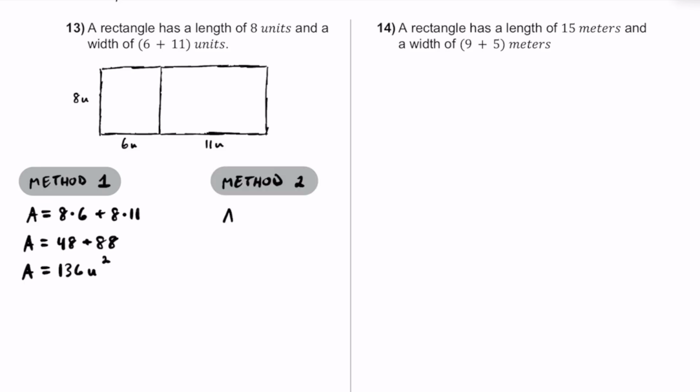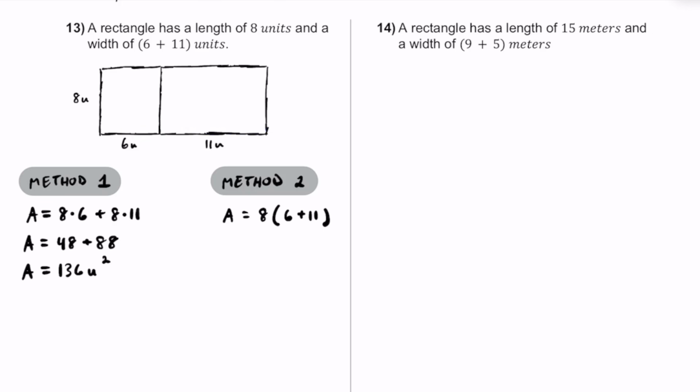So for method 2, we can say the area would be equal to the length here, which is 8, multiplied by the entire width, though. So not really thinking about this as 2 separate rectangles, but thinking about it as one giant rectangle, right? So in this case, we're not going to find the area separately. We're saying this is the length, and this entire thing's the width here, right?